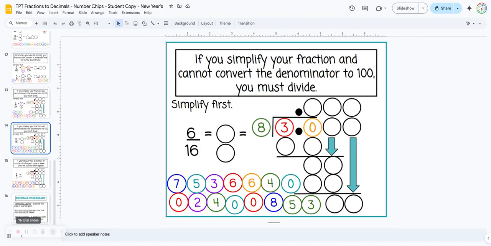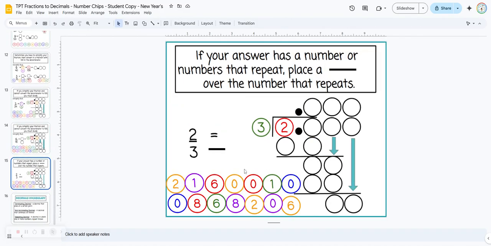Same thing on the next slide. And then the final slide is going to be a repeating decimal. So these are all going to be 6s. And then once they finish their division, they're going to move this line so it's above their 6 so they can show that it's repeating.